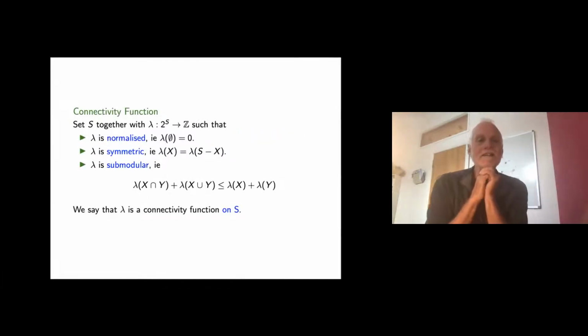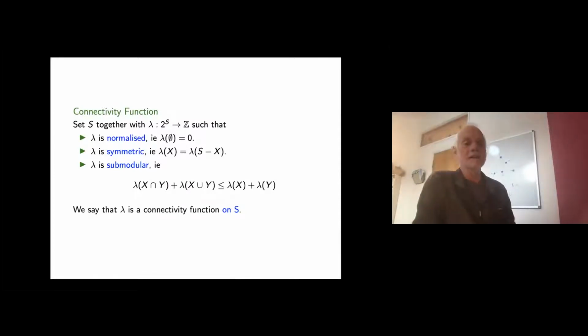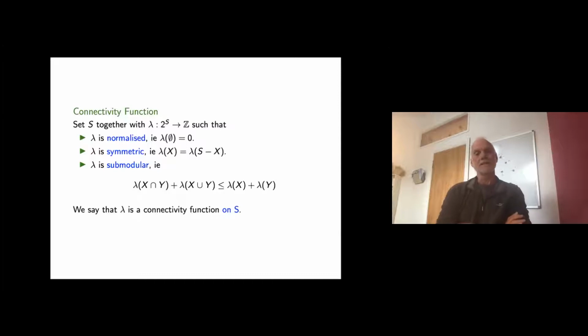Okay, so what's a connectivity function? You've got some set S together with a set function on S that takes integer values on all subsets of S. We say it's normalized if it takes value 0 on the empty set. That's just a convenience thing. The important property is that it's symmetric, so its value is not changed under complementation. And the crucial property is that it's submodular. And we'll say that's a connectivity function on the set S. Sometimes I'll say S is the ground set of the connectivity function.